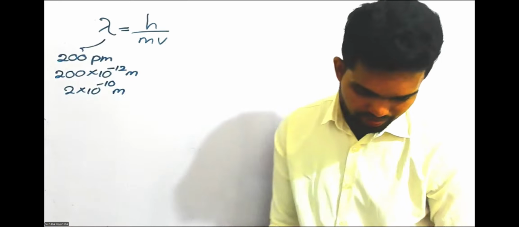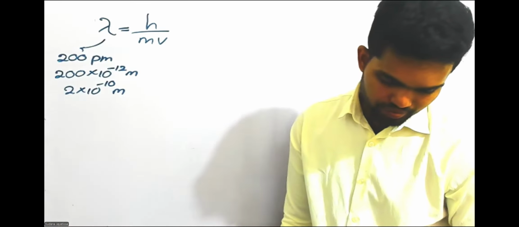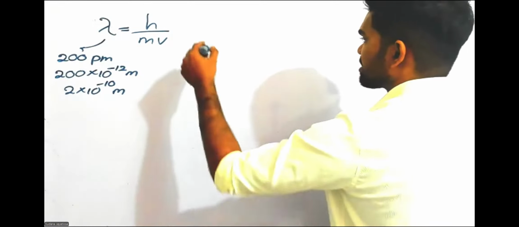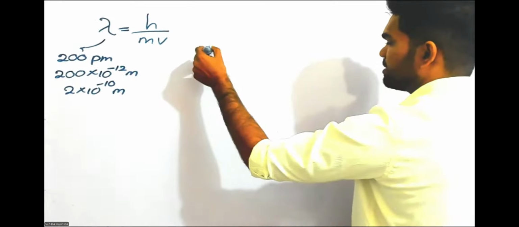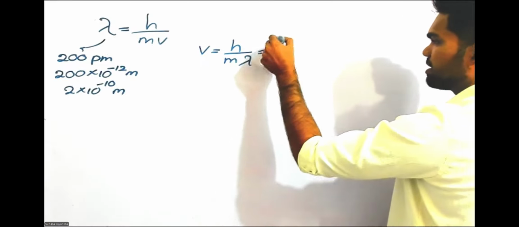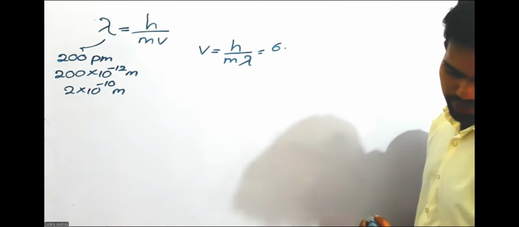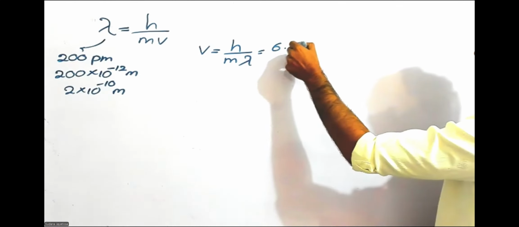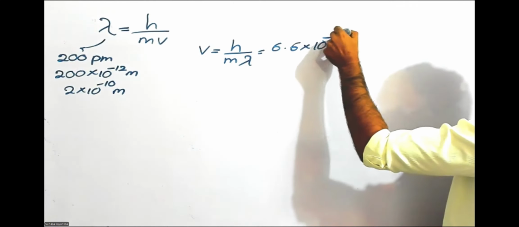Right, then we can use this to substitute and see. We can say the velocity is equal to h over m lambda. The Planck constant, the value you have been given here, is 6.6 times 10 to the power minus 34 joule second.